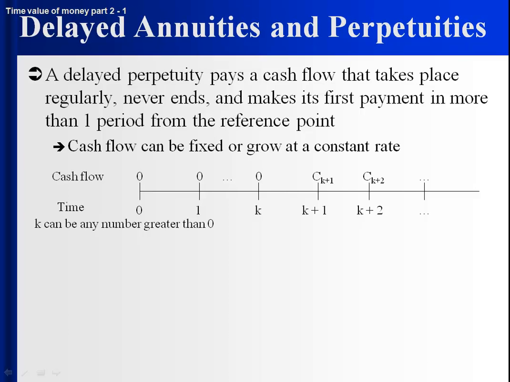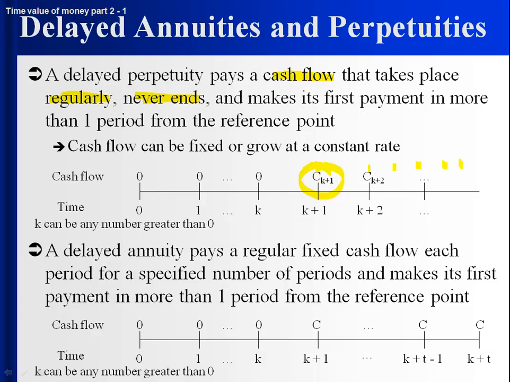A delayed perpetuity is like a perpetuity in that cash flows take place regularly and never end, but unlike a perpetuity, where the first payment is in one period, the first payment takes place later than one period. So you get at least one zero, and then that first cash flow kicks in, and after that they continue forever and ever. Either they're fixed or they grow at a constant rate. So it's like a perpetuity, but it's delayed. It just takes a while to kick in.